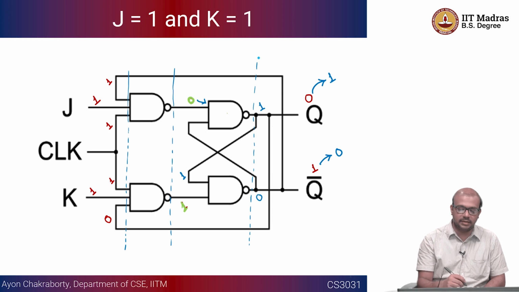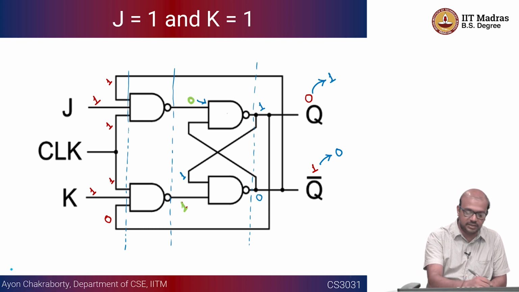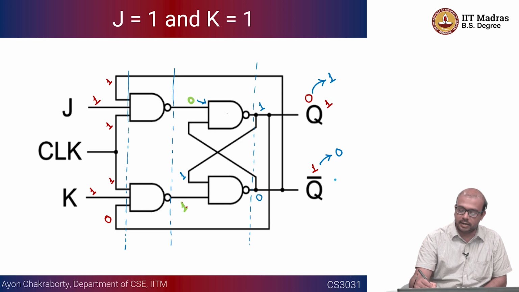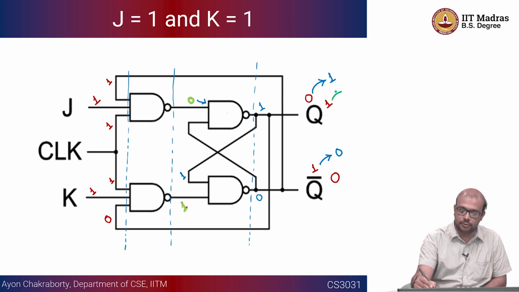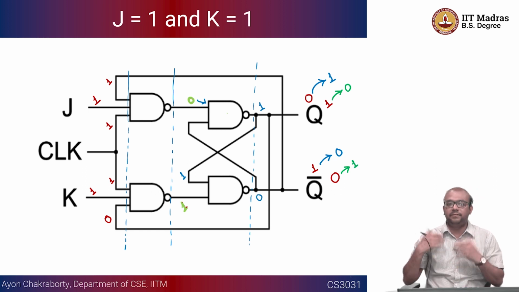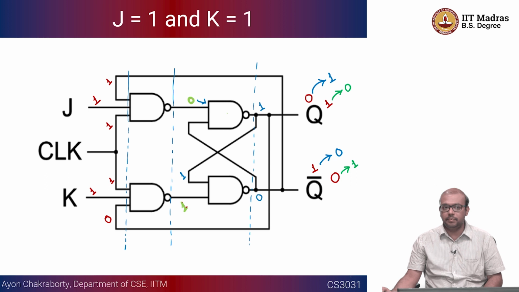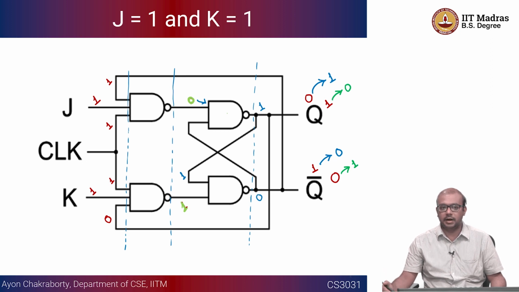You can try out a similar example where the value initially could be Q equal to 1 and Q bar equal to 0. In that case also you can verify that 1 is going to be changed to 0 and 0 is going to be changed to 1. So this is just going to flip the output. Whatever be the value of Q, if it is 0 or 1 doesn't matter, Q becomes Q bar and Q bar becomes Q. So this is often called a toggling state. Toggling means it inverts its value. Okay. So J equal to 1 and K equal to 1 is going to give rise to a toggling condition.